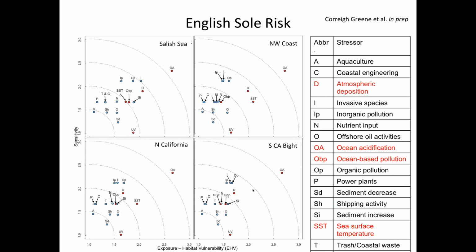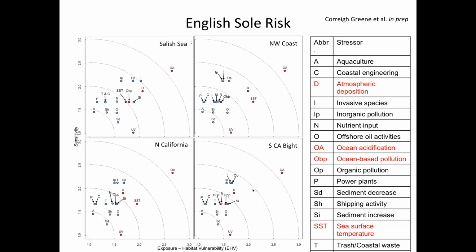So just to give you an example of how exposure and sensitivity can come together to give you an idea of risk, here is an example that Corey Green and colleagues have led looking at risk to groundfish from non-fisheries human activities. So this is a habitat and life stage specific assessment of risk to English sole in 4 different regions in the California current.